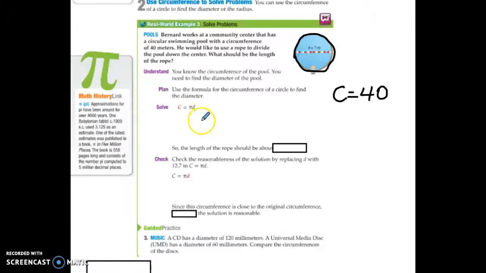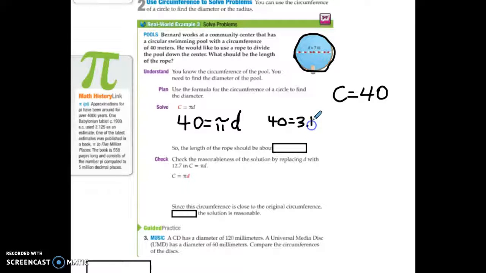So what do I do? Well, circumference is pi times diameter. So circumference is 40. I want to say 40 equals pi times diameter. Now, diameter is my variable. I don't know what diameter is. I know what pi is. That's 3.14. So if I can write that, maybe it'll be a little more clear what we do here.